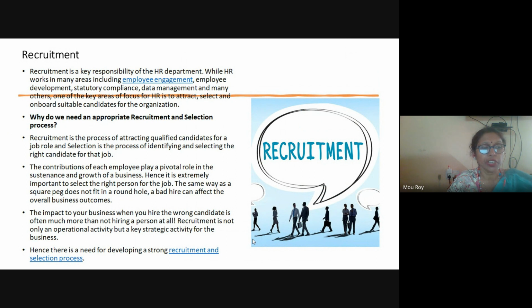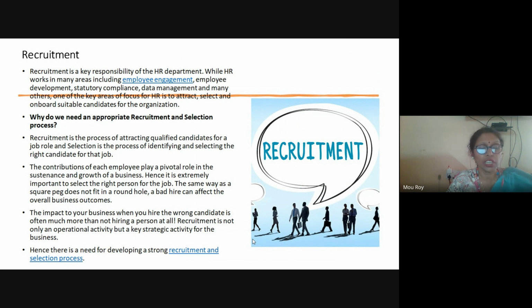Now, this recruitment process basically starts, specifically, with first identifying the need for a new employee. Like, an organization may be having a vacancy. So that is the time when the recruitment process takes place. There are a lot of stages you can see. So when there is a need for a new employee or a vacant position has been created within the organization, that is the time when the recruitment process takes place.